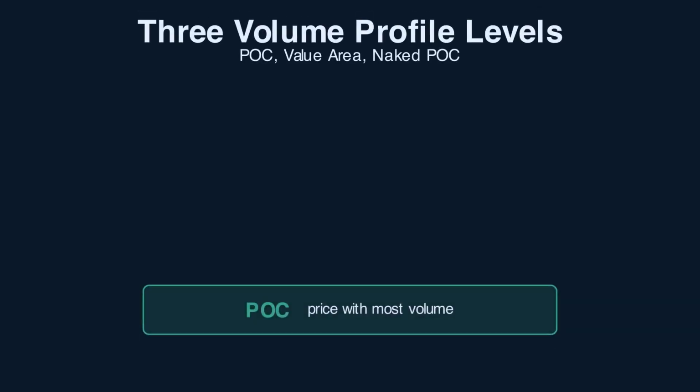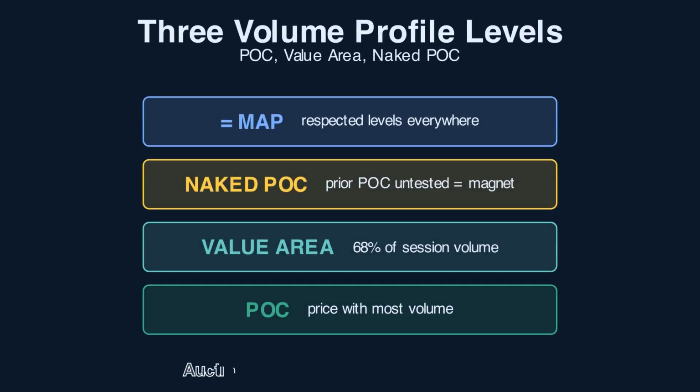Here are the three levels. 1. POC, point of control. The single price where the most volume traded during the session. That's the price the market spent the most time at, where the most participants positioned, where the strongest agreement on fair value formed. POCs are defended on retests.